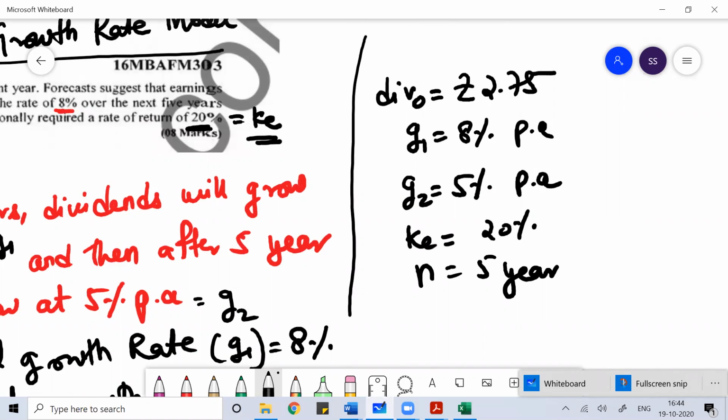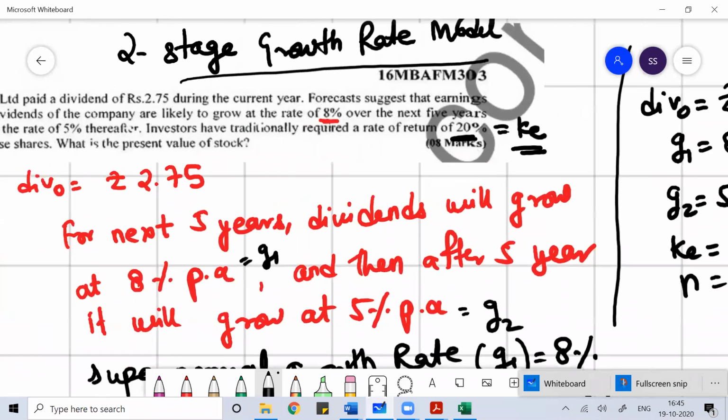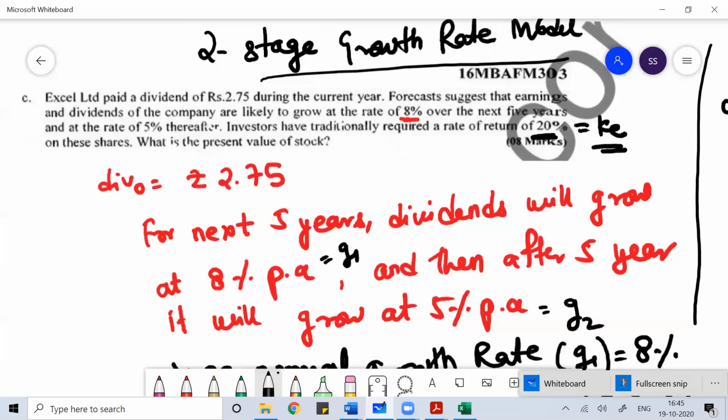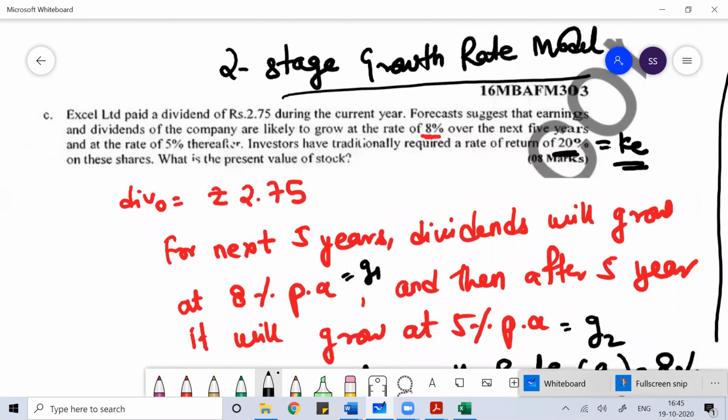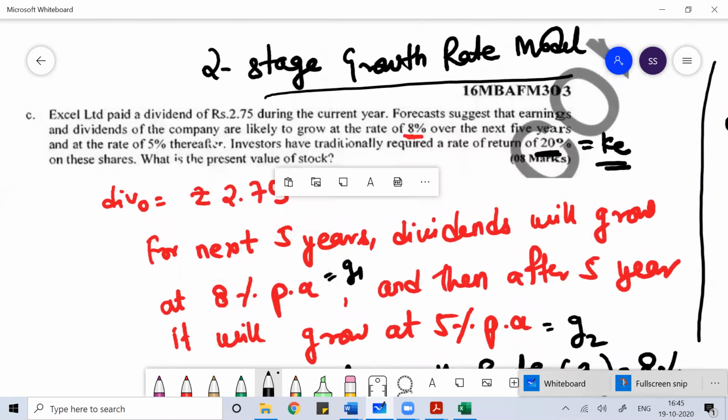Anyone have any doubt? Any question you want to ask? Okay, I hope you're understanding. I hope you read this problem. So everyone, please read this problem. If you have not read the problem till now, please read it once.